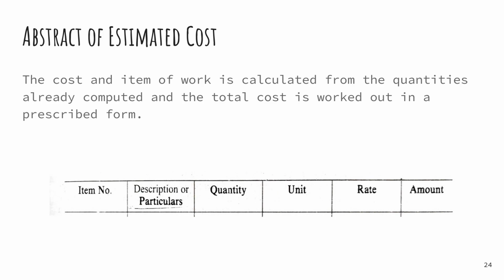We write the unit as meter cube, meter square, number, and then we have rate. In rate, we say what is the rate per meter square, what is the rate per meter cube. And then we multiply this quantity with the rate and we get a particular amount.